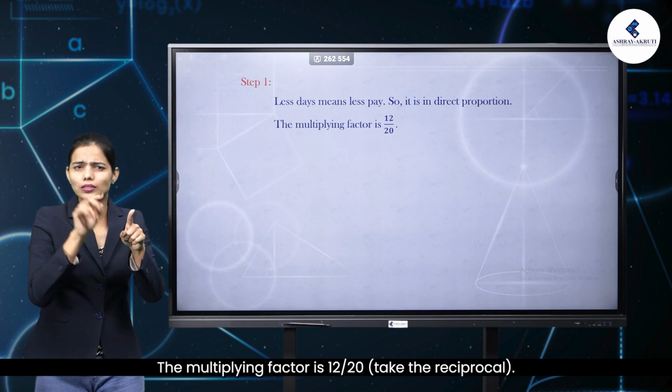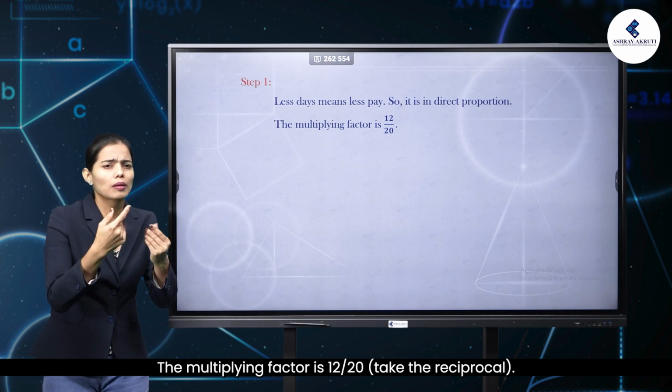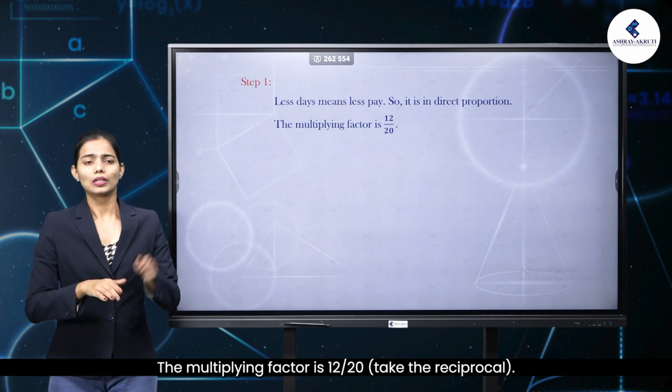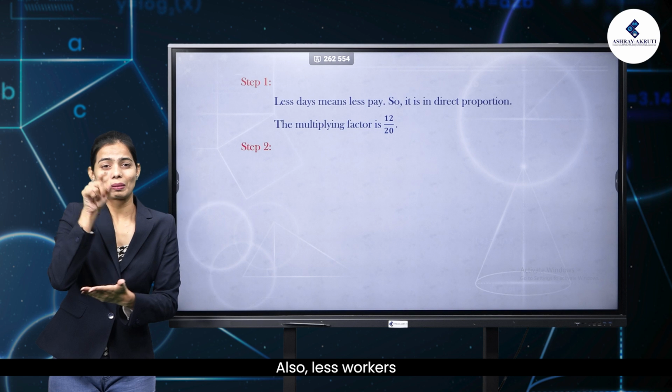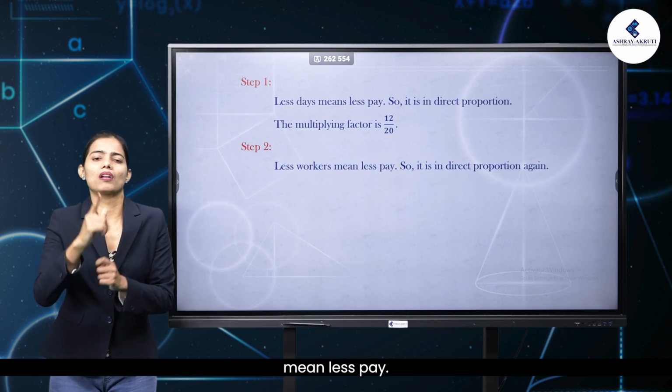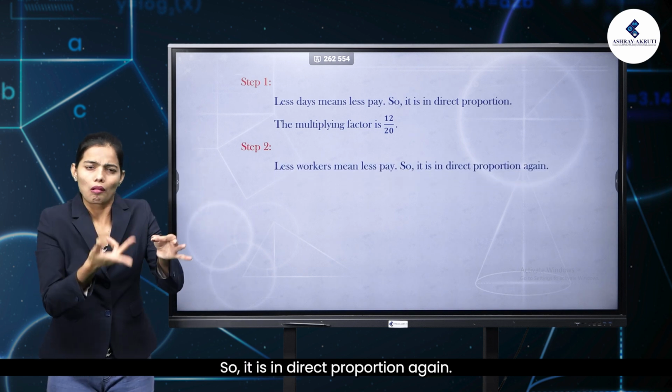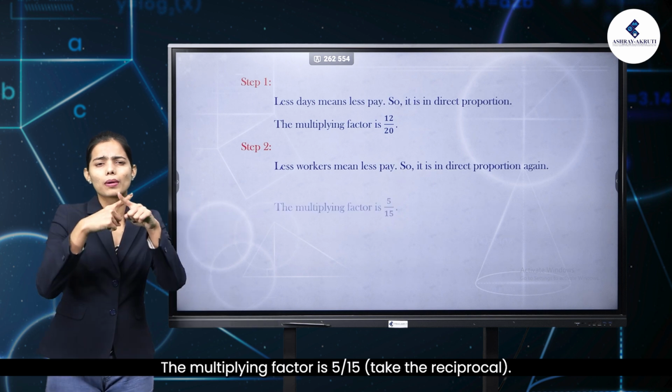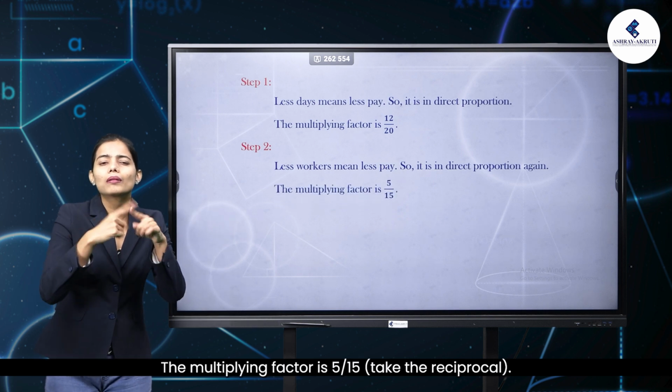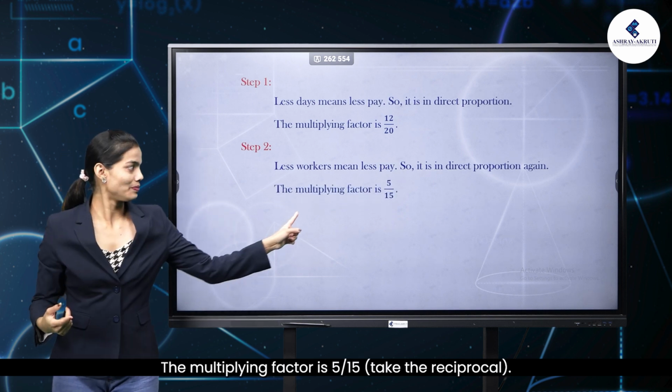The multiplying factor is 12 by 20. Take the reciprocal. Step 2. Also, less worker means less pay. So, it is in direct proportion again. The multiplying factor is 5 by 15. Take the reciprocal.